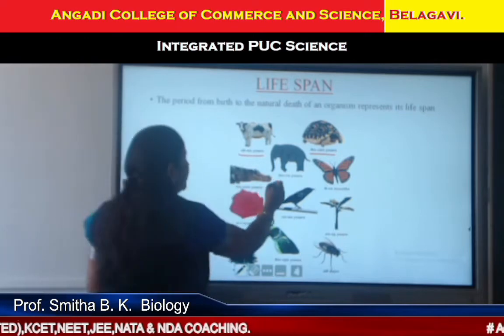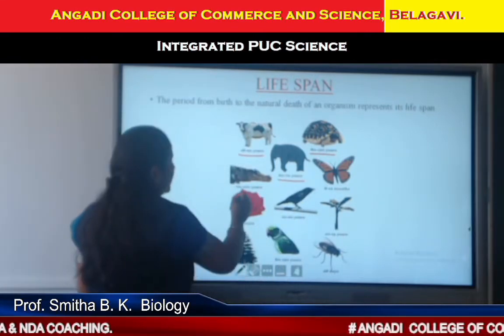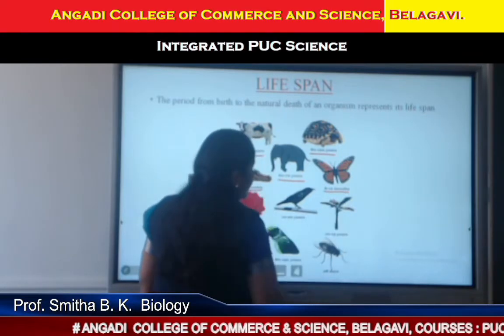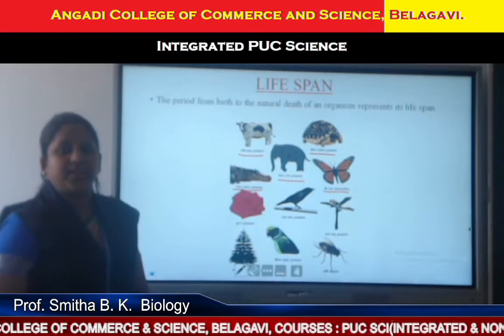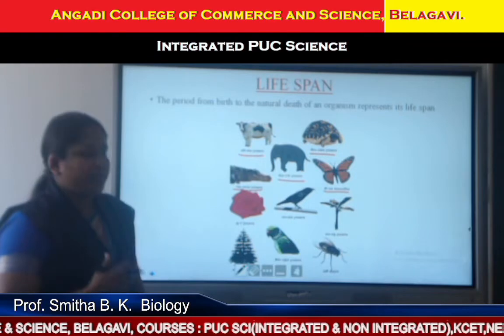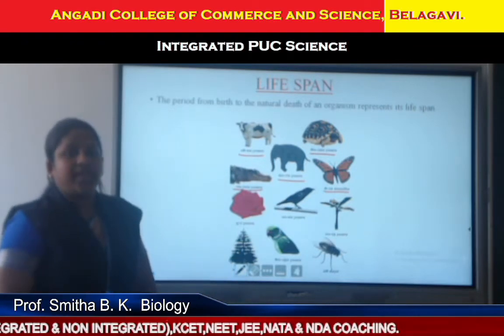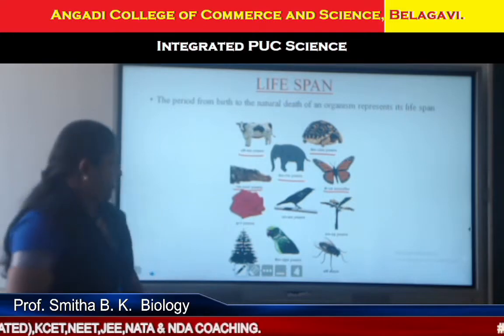Similarly, we have even the elephant, which can live up to 70 years, and the crocodile up to 100 years. And these monarch butterflies: there are different butterflies which live for different lifespans, whereas this monarch butterfly can live up to 12 months. That means a year. Its lifespan will complete in a year.